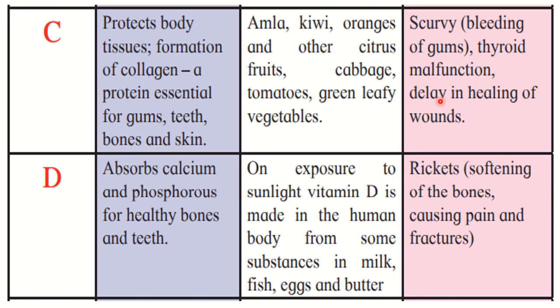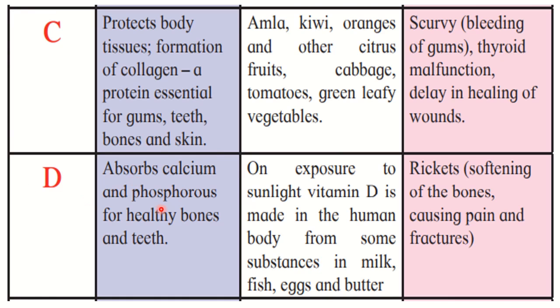Okay, then the next vitamin is D. Vitamin D is very, very important for the strength of our bones. So here the main function of vitamin D is that it absorbs calcium and phosphorus for our healthy bones and teeth. Calcium and phosphorus we can have from the foodstuffs, but if there is a deficiency of vitamin D, then the absorption is not going to take place. Okay, and you can suffer.